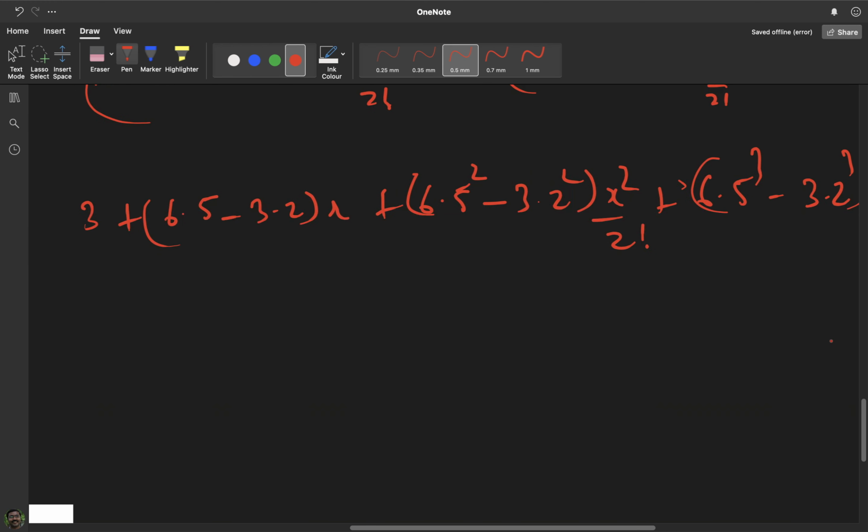So the corresponding sequence would be 3, then 6 into 5 minus 3 into 2, plus 6 into 5 square minus 3 into 2 square, and the next term would be 6 into 5 cube minus 3 into 2 cube. If you want, you can simplify this, or you can write it like this. So this is the corresponding sequence.